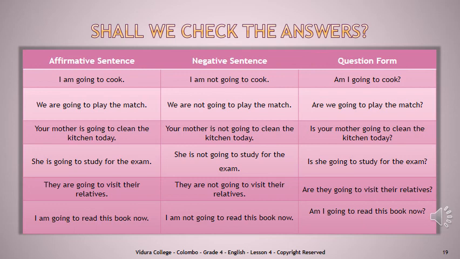Fifth one, they are going to visit their relatives. What is the negative sentence? They are not going to visit their relatives. What is the question form? Are they going to visit their relatives? Last one, I am going to read this book now. Negative sentence, I am not going to read this book now. What is the question form? Am I going to read this book now?